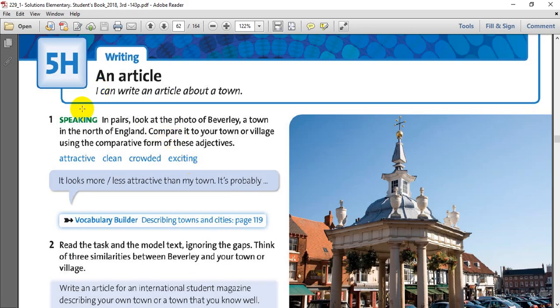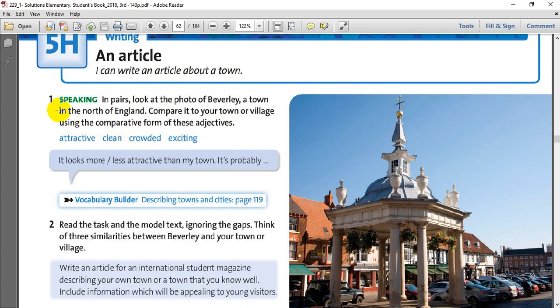Our new lesson is from the writing section. An article. How to write an article about a town. I can write an article about a town.